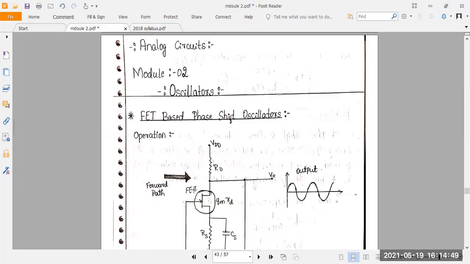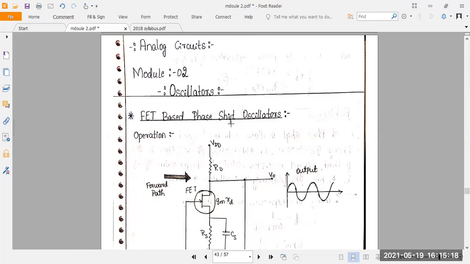So take now the first, the FET based phase shift oscillator. Phase shift means we are making a phase shift, like 60 degree, 90 degree, 180 degree, 270 degree and 360 degree. Like that we can shift the phase, depending upon the requirement. So why do you want to shift the phase? Because we want to generate the AC signal.